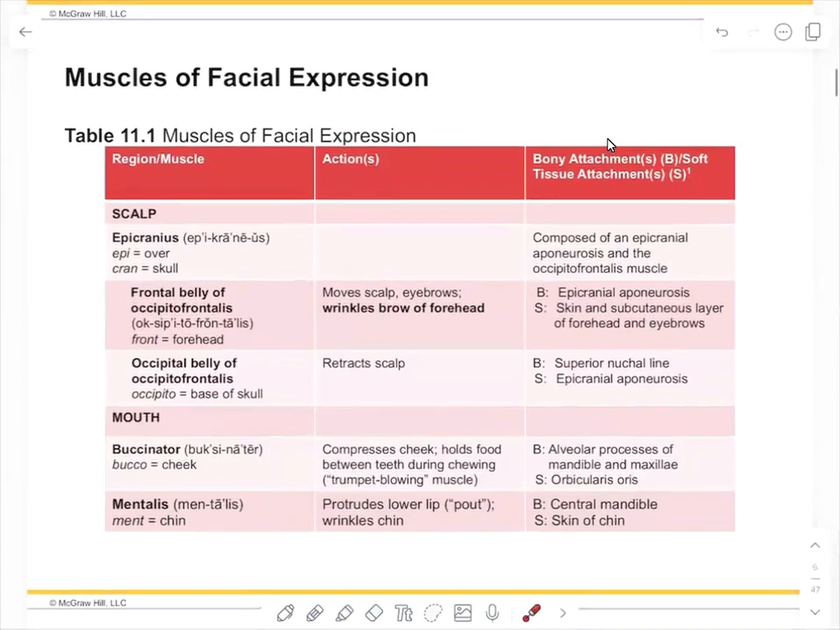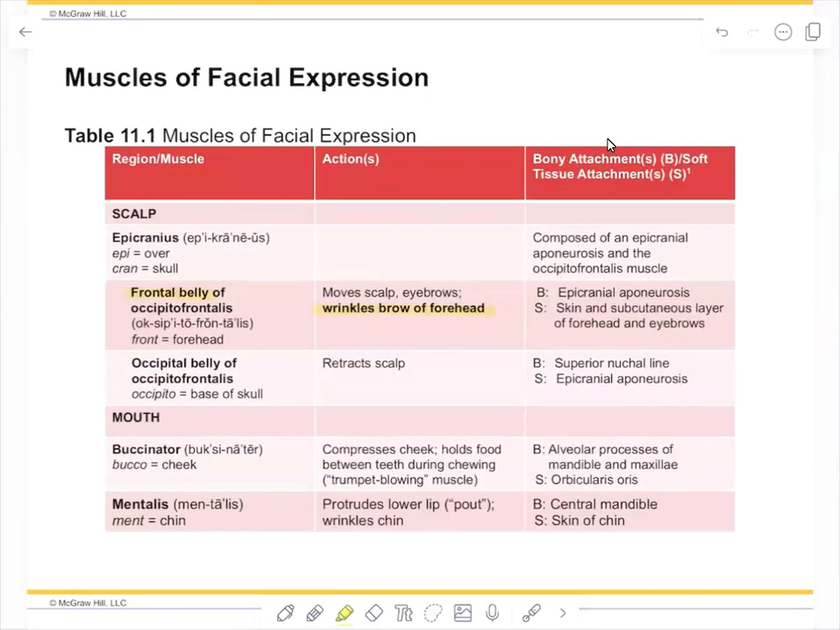So let's look at some of the functions of these muscles. The epicranius is over the scalp area. And as I mentioned, the frontal belly is the same thing as the frontalis muscle, and it's responsible for wrinkling the brow of the forehead. So the attachment sites are not important unless I specifically mention them.